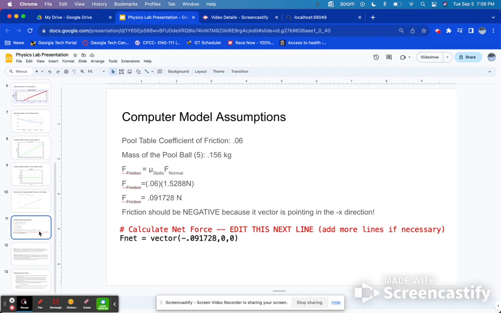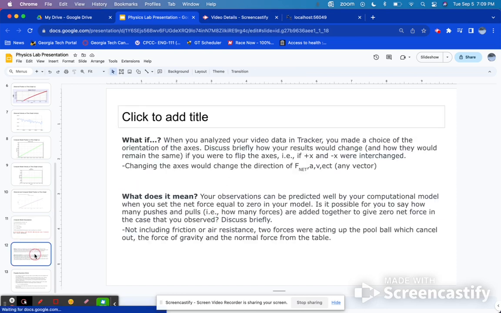So here are the computer model assumptions. The pool table coefficient of friction is 0.06. The mass of the pool ball is 0.156 kilograms. Using the equation, the force of friction equals the coefficient of friction times the normal force, I figured out that the force of friction was 0.091728, and friction should be negative in this case because that vector is pointing in the negative x direction. And here's what it would look like if I were to apply this to the coding.